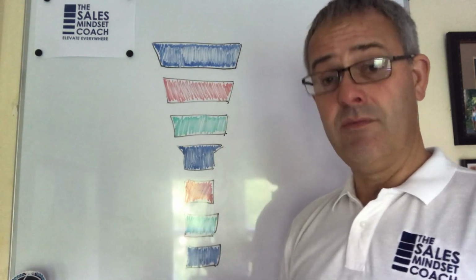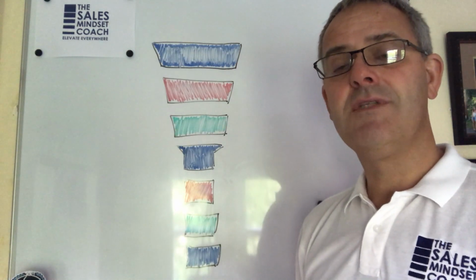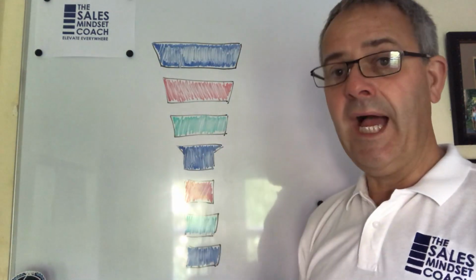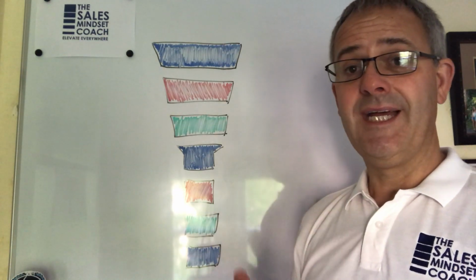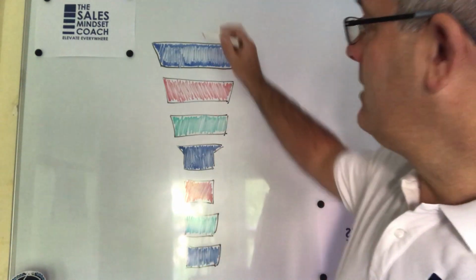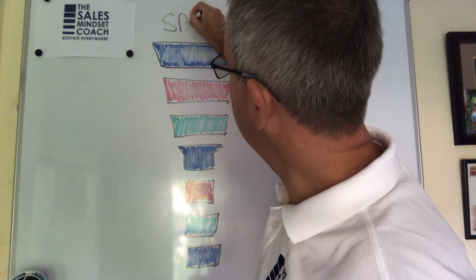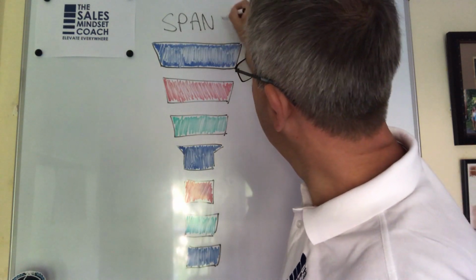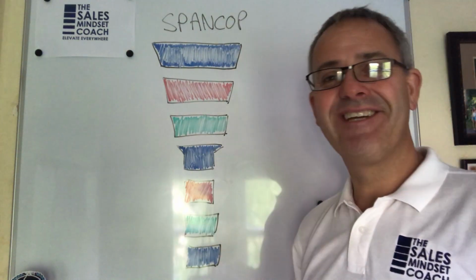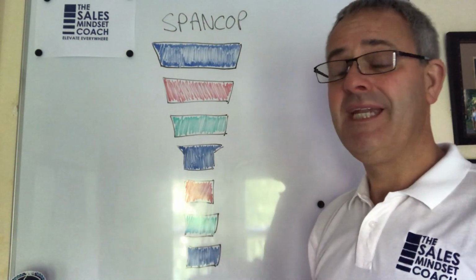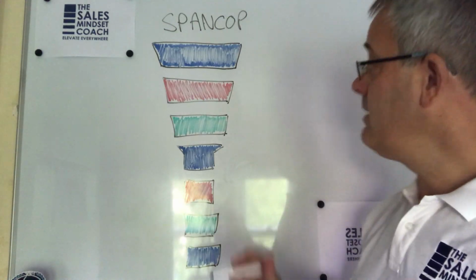But I like, from a traditional B2B perspective, to have 7, and I like to break this down into an acronym. And actually we call this sales funnel SPANCOP. So let's have a go at just breaking down what each of those means.